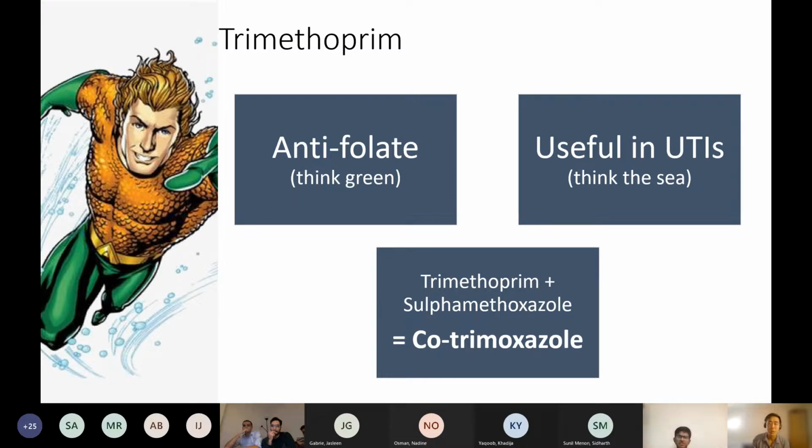Going for our lovely Aquaman here for trimethoprim, just because we like to think about water with this. Antifolate as well, think of his lovely green trousers. So its mechanism is to block folate, which is important in bacterial synthesis, but also important for considering interactions with other drugs, which we'll go into. Useful in UTIs if you think about the C. It's first line for lower UTIs. And we've talked about this combination of trimethoprim with sulfamethoxazole to give us cotrimoxazole, which is the first line antibiotic for which cause of pneumonia.